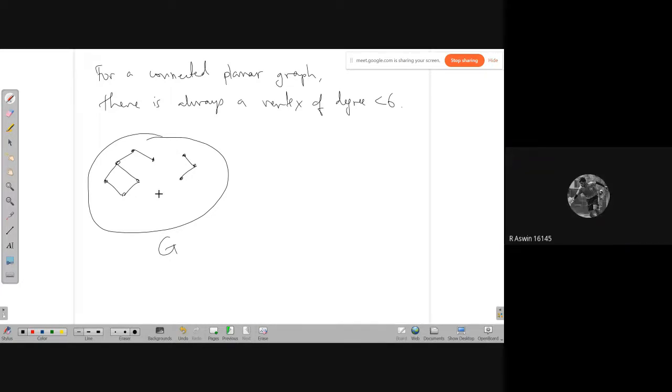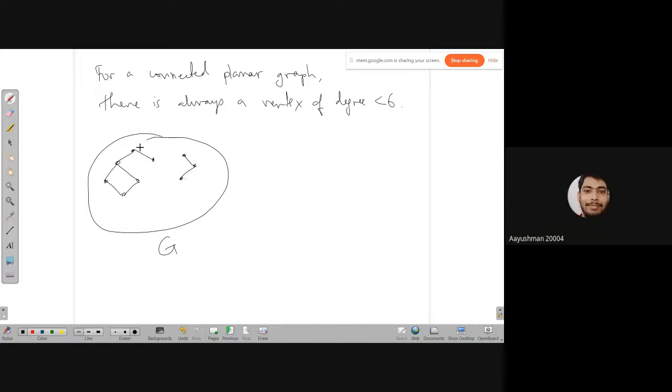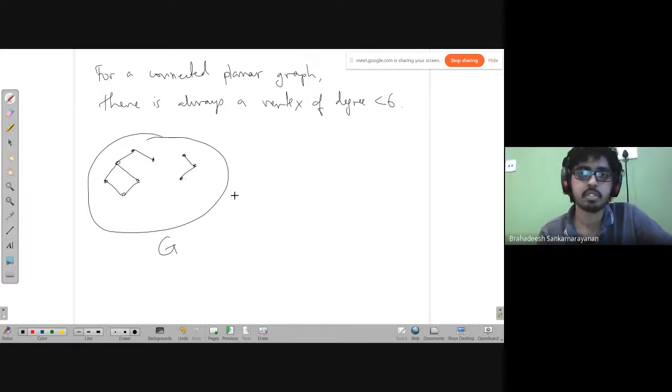So this is in two pieces. Do you agree that this graph is sitting in two pieces? I'm not saying this is one graph and this is another graph. I'm saying this whole thing is one graph. Then it's not connected. This fellow is not connected.